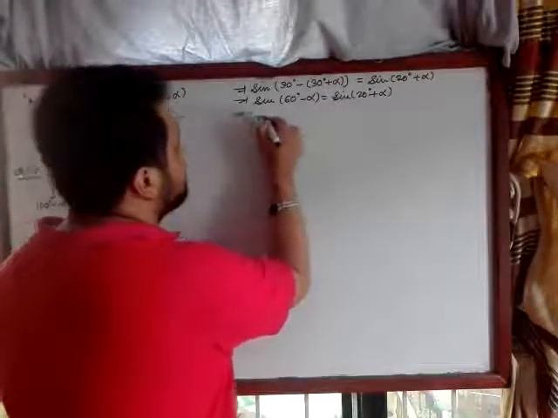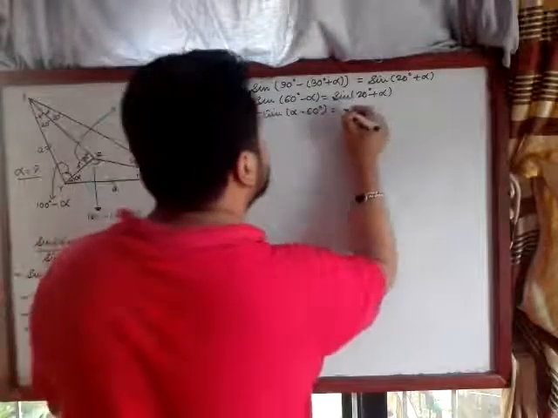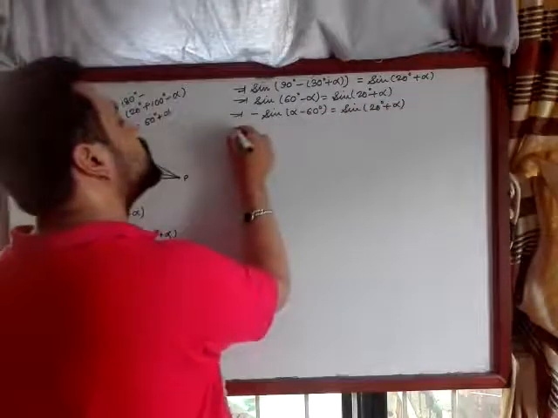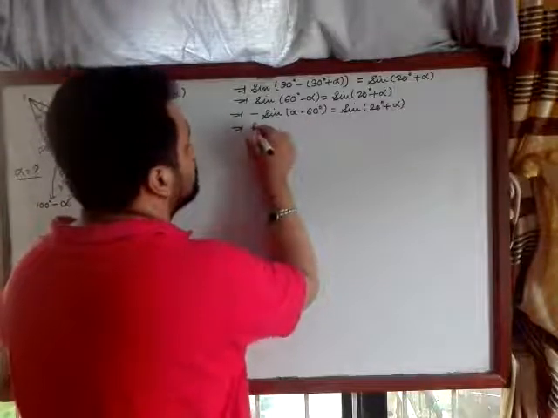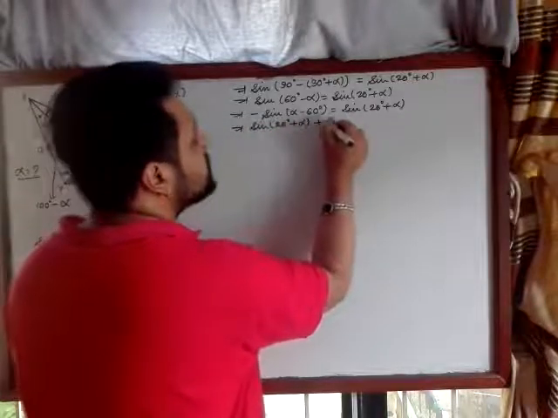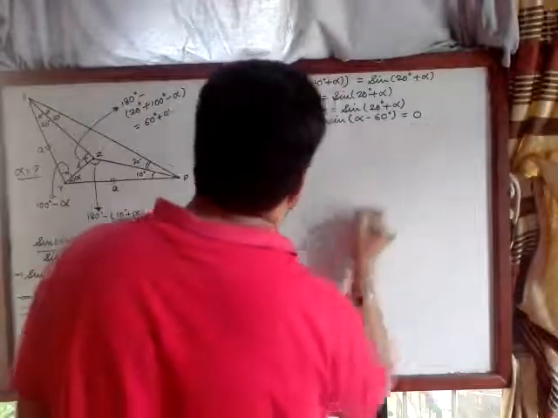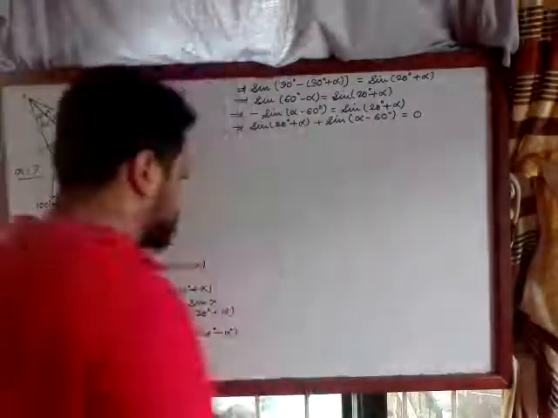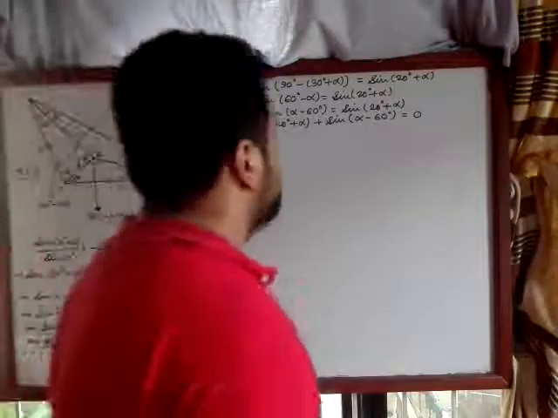This is minus sine alpha minus 60 degrees, which is equal to sine 20 degrees plus alpha. If we take this to this side, then we get sine 20 degrees plus alpha plus sine alpha minus 60 degrees equals 0. Okay, we use the same formula, the formula for sine A plus sine B. Sine A plus sine B means 2 sine A plus B by 2 cos A minus B by 2.